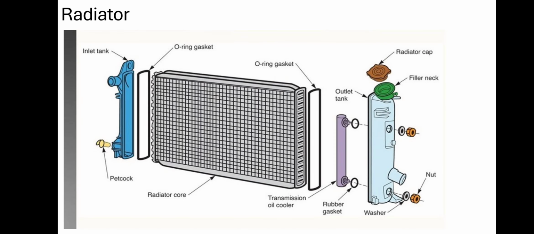Then we have the radiator. It has an inlet tank, and at the downside there is an outlet tank. Then we have the ring gasket and radiator core. What is the duty of the radiator? It reduces the temperature of the coolant, not water. Saying coolant is much better, because the coolant circulating inside the engine helps avoid rust, dust and many other things.